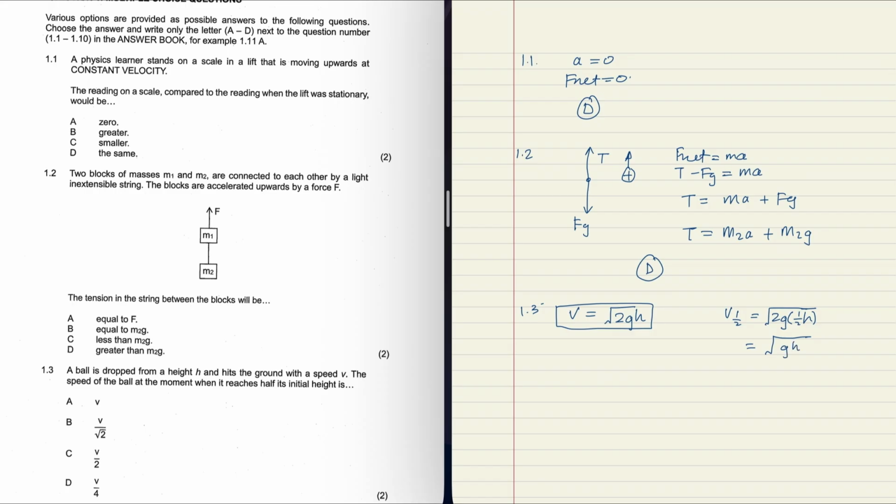Now what we can do is rewrite this, and I can write it as v is equal to the square root of 2 times the square root of gh. But we just worked out that the velocity halfway through is equal to the square root of gh. So let's replace that. So v is equal to square root of 2 times v halfway through the fall. Let's rearrange. So v halfway through the fall is going to be v divided by square root 2. So the answer there is B.